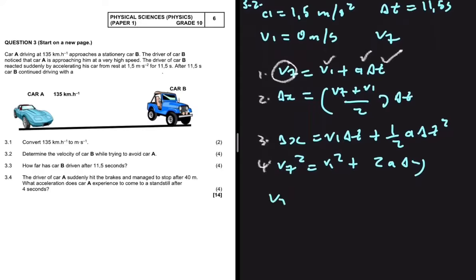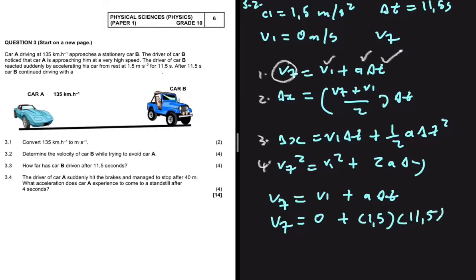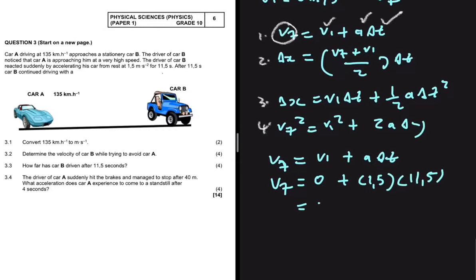So we say that VF is equal to VI plus A delta T is the equation we are going to use. And then the final velocity will be equal to the initial velocity, which is 0, plus the acceleration, which is 1.5 meters per second squared, multiplied by the time, which is 11.5. If you put that in your calculator, you should get a final velocity of 17.25 meters per second. And this right here is the answer to 3.2.